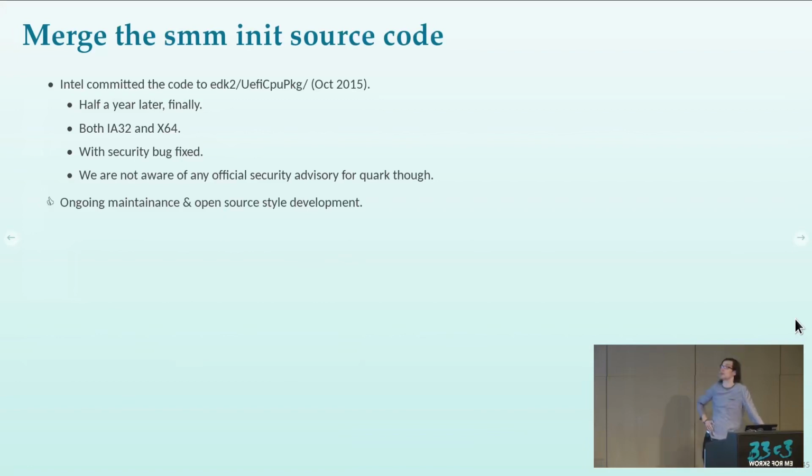But finally, half a year later, the code was committed to the EDK2 repository. And we didn't only get the 32-bit, also the 64-bit code. And the first committed version also had this security bug fixed. And the nice thing is, Intel continues to maintain this code in the open repository. So you see a constant flow of patches and improvements. So it's not an Android-style code drop: just here, you have it, and now keep quiet for the next month until we have the next release. That's actually happening in the repository.